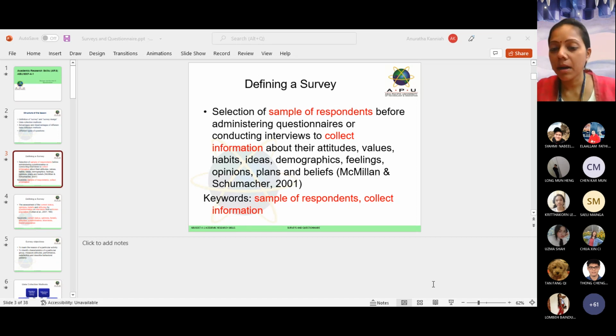You want to do a survey about recycling, for example. You want to know, the aim of the survey is awareness. So how would you do it? Who is your sample respondent?